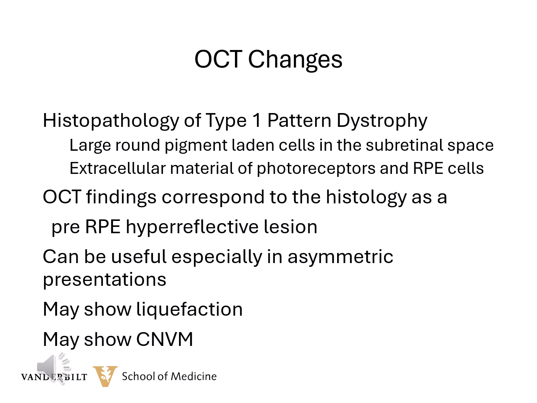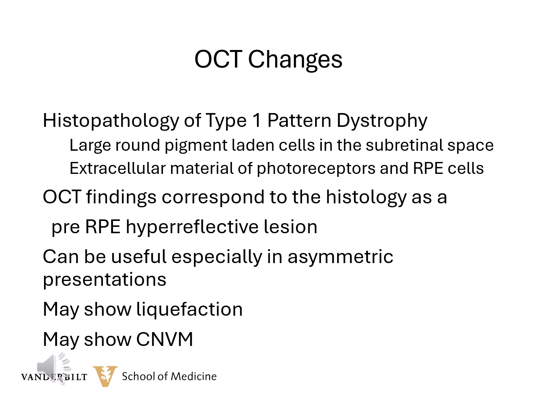The OCT changes in pattern dystrophy mimic the histopathology. Histopathology shows large, round, pigment-laden cells in the subretinal space. It is extracellular material from the photoreceptors and the RPE cells that have been genetically changed so that the byproducts of vision cannot pass through the RPE cells into the choriocapillaris.